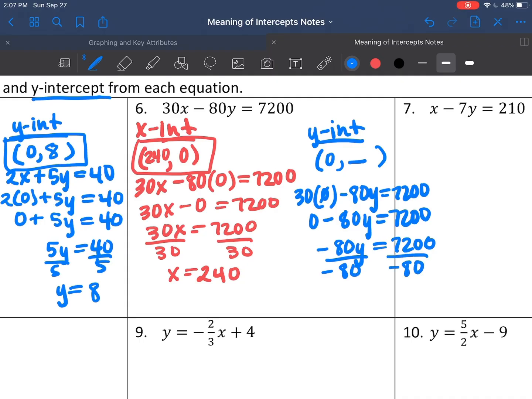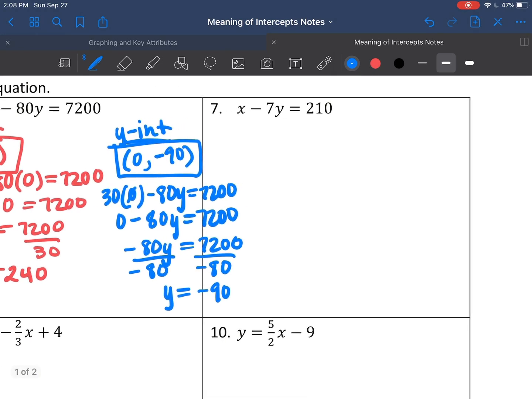We are dividing by a negative 80 because that's what is in front of the y. And 7,200 divided by negative 80 is negative 90. I guarantee you positive 90 will be a choice because they know you're going to lose your negative. Don't fall for their tricks. And so (0, -90) would be our y-intercept.